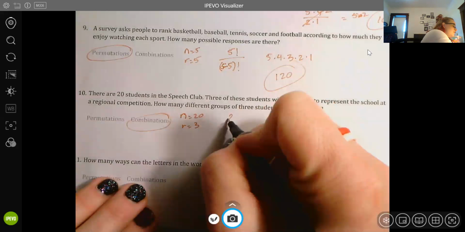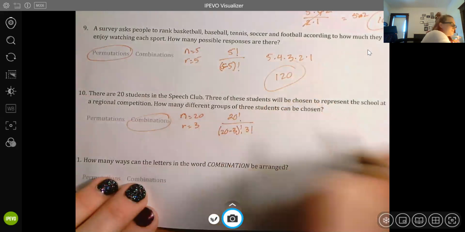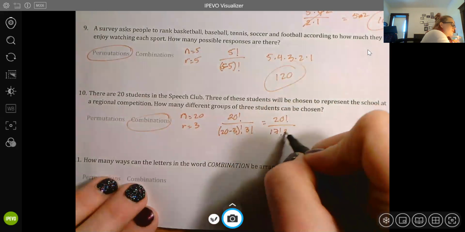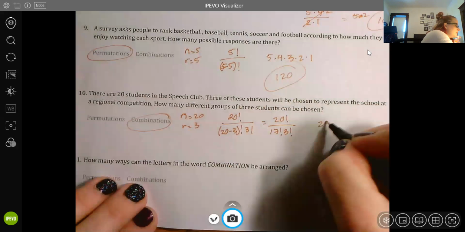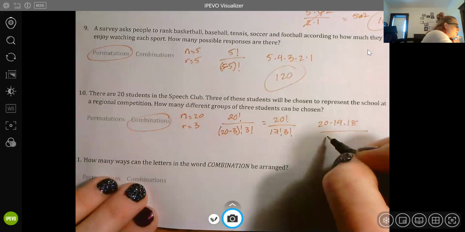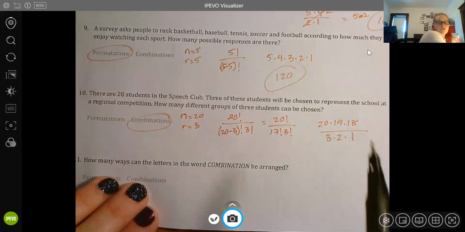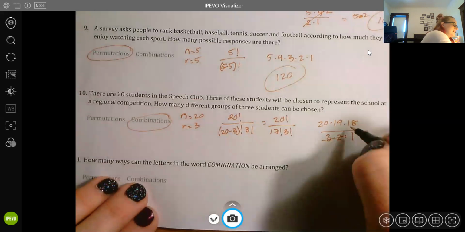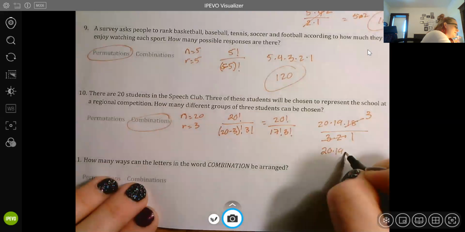So 20 factorial over 20 minus 3 factorial, and then another 3 factorial. So we have 20 factorial over 17 factorial, 3 factorial. Now that 17 factorial is going to make sure that we don't have to write anything from 17 and below. So 20, 19, and 18 over 3, 2, and 1. All right. So my 3 and 2, 3 times 2 gives me 6, and I'm going to simplify that with my 18. So 3 times 2 is 6, 6 with 18 gives me a 3. So I'm left with 20 times 19 times 3.